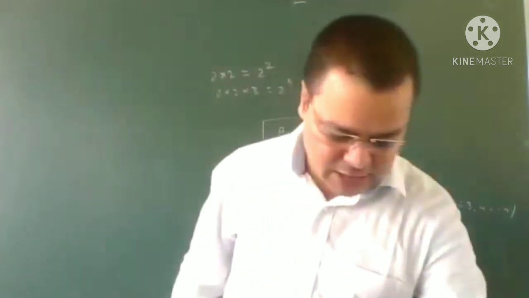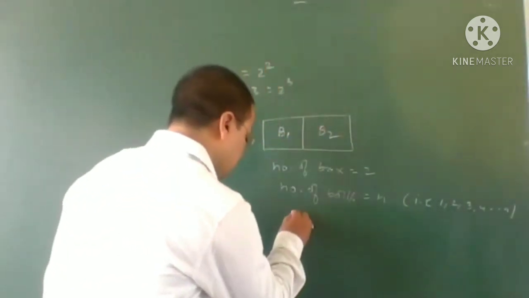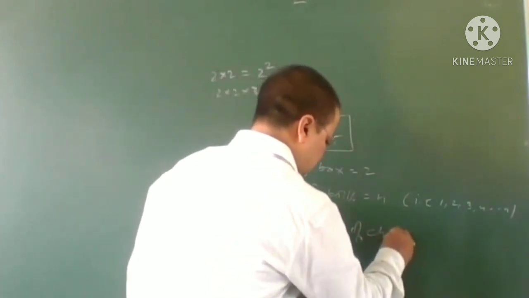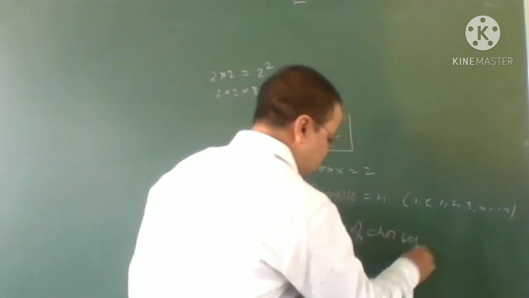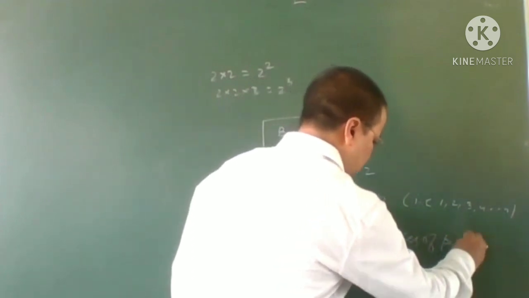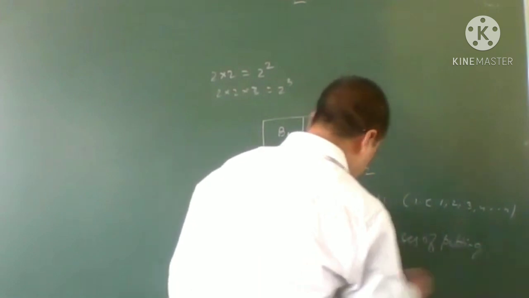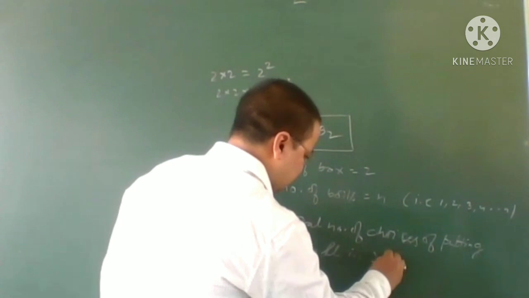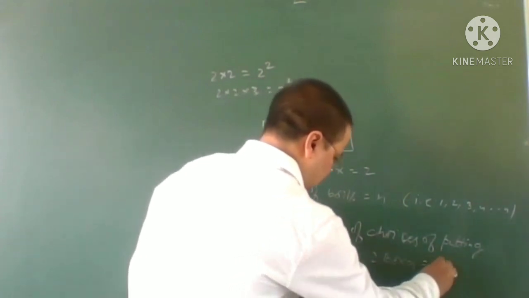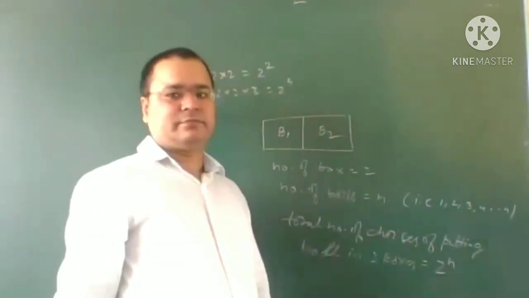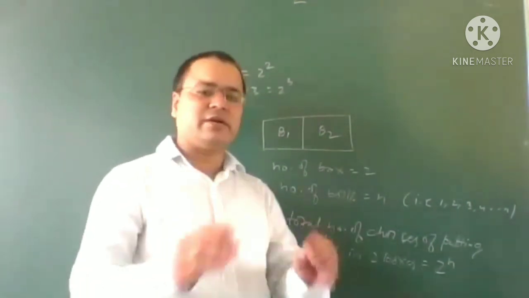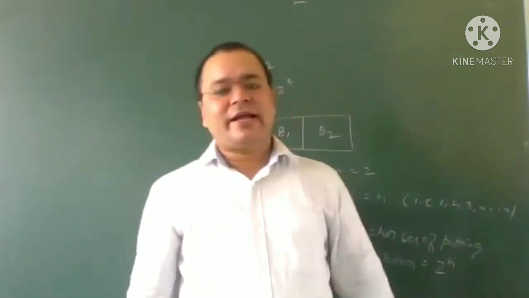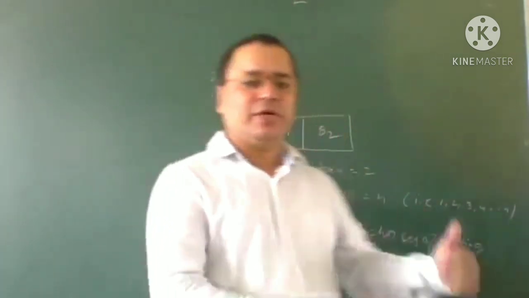Now, the total number of choices of putting balls in two boxes is equal to 2 raised to the power n. Getting? This is the total number of choices. But here, there are two possibilities which are also included.